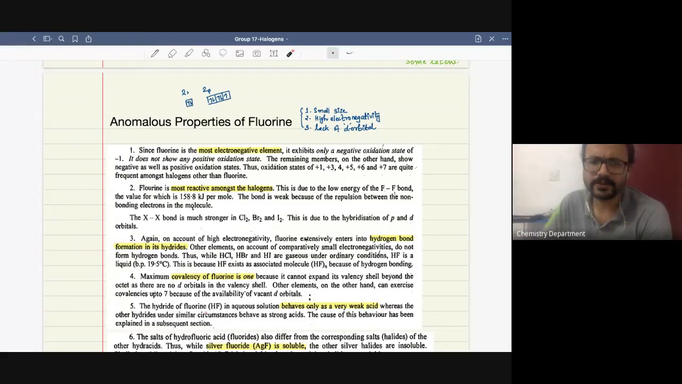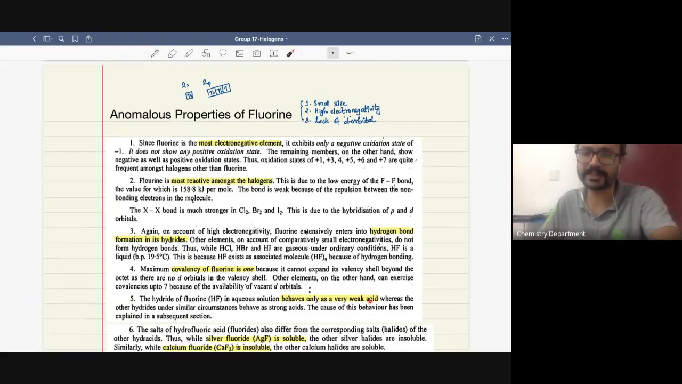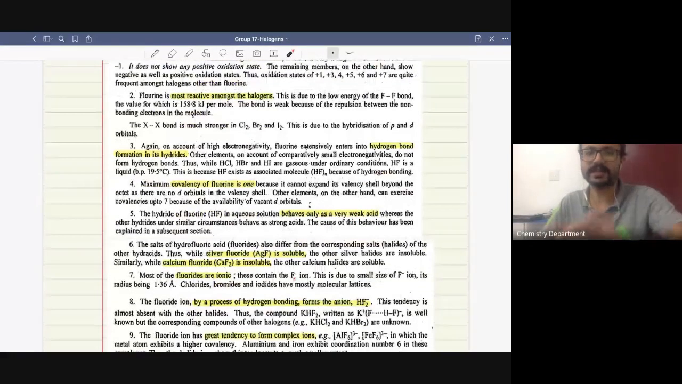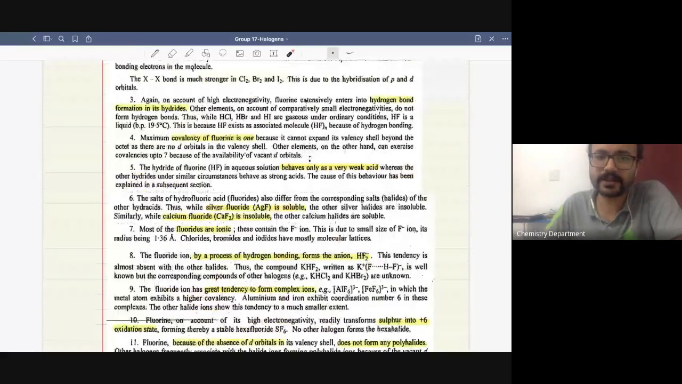Now, further, this point we have already discussed that HF is a weak acid, even though fluorine has a very high hydration energy value. This is an abnormal property: it shows a very weak acid character compared to other HX molecules, which are very highly acidic. Then salts of HF, that is fluorides, also show certain abnormalities, like silver fluoride.